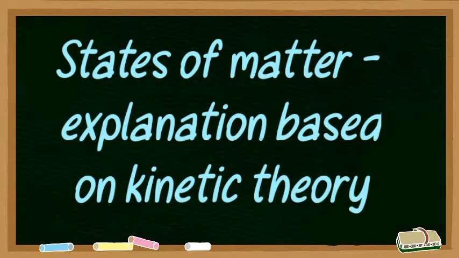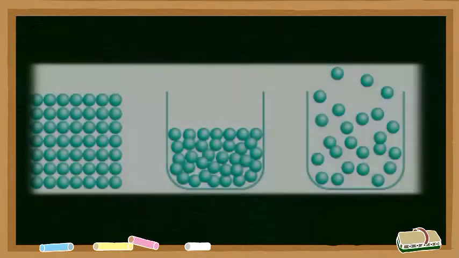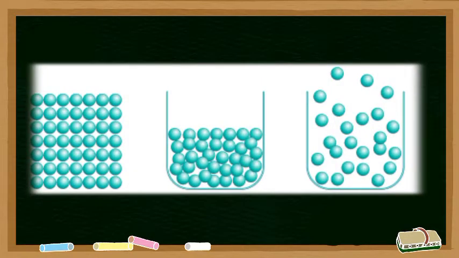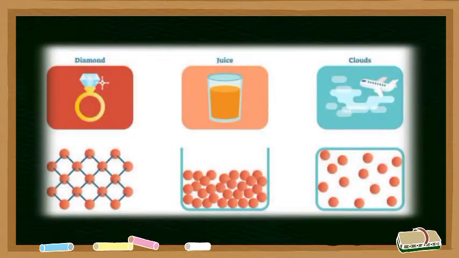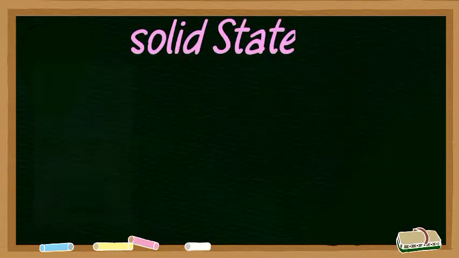States of matter. Explanation based on kinetic theory. We know that there are three states of matter: solid, liquid, and gas. The matter exists in different states due to the difference in characteristics of particles of matter. The kinetic theory of matter explains these three states of matter in terms of movement of particles of matter and their kinetic energies.